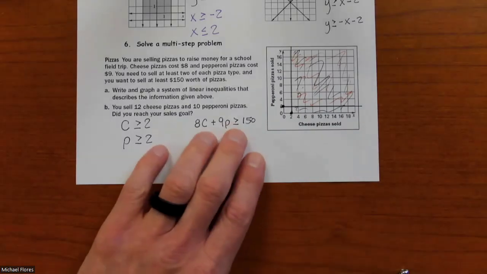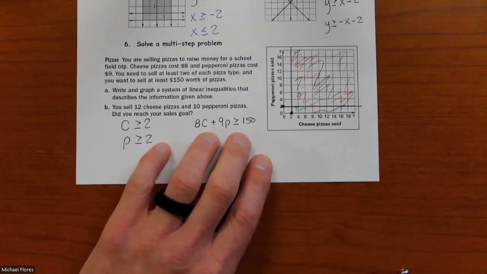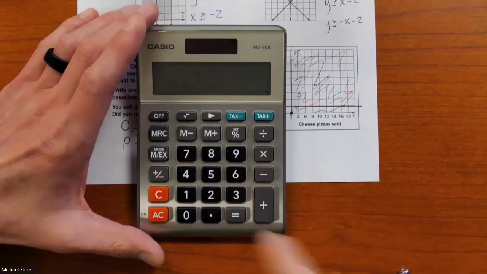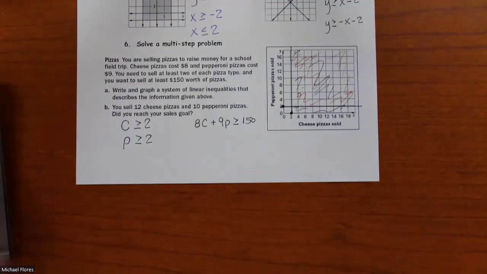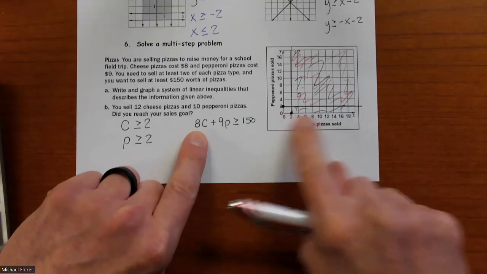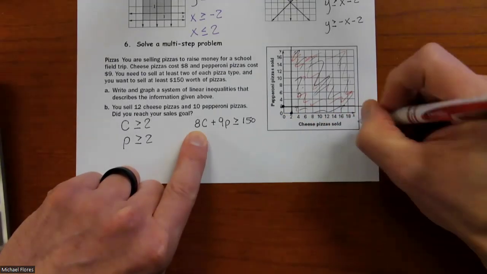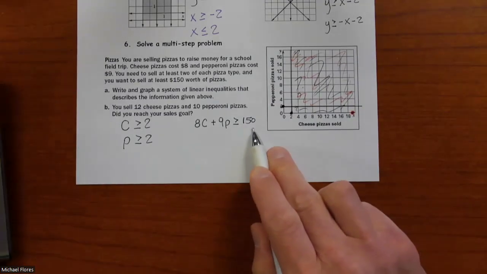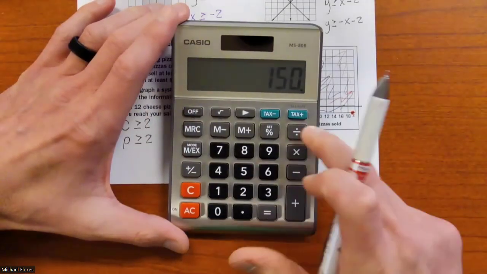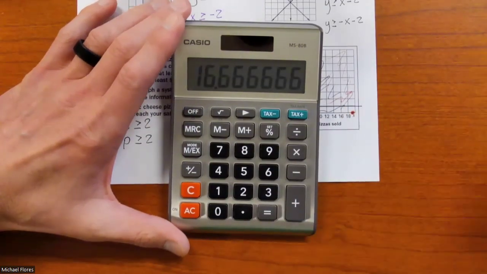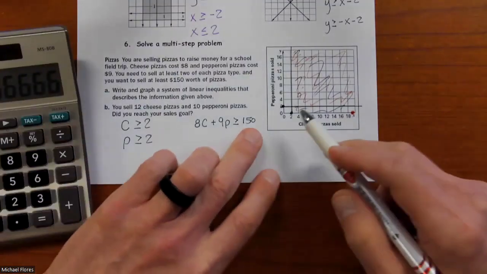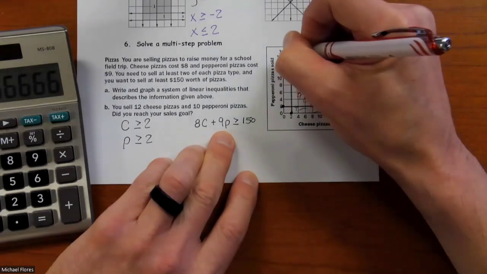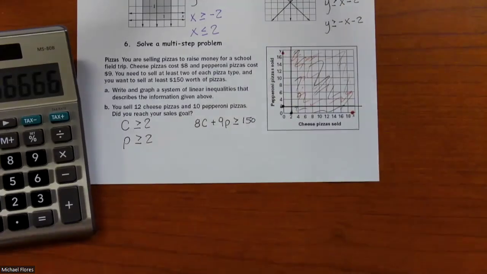Now I'm going to use the intercept method to graph this line here. If I do 150 divided by 8, that's 18.75. So on the C axis, let's put a dot at about 18.75. Let's just say right about there. Now I'm going to do 150 divided by 9. That's 16, let's just call it 16.7. So on the P axis, let's put a dot somewhere at about 16.7. So right about there. And now we're going to connect these two dots.